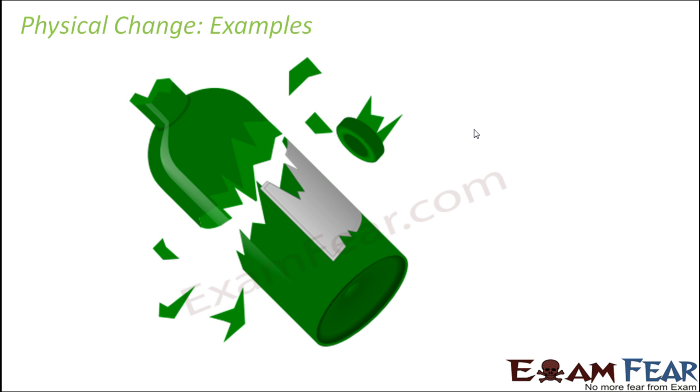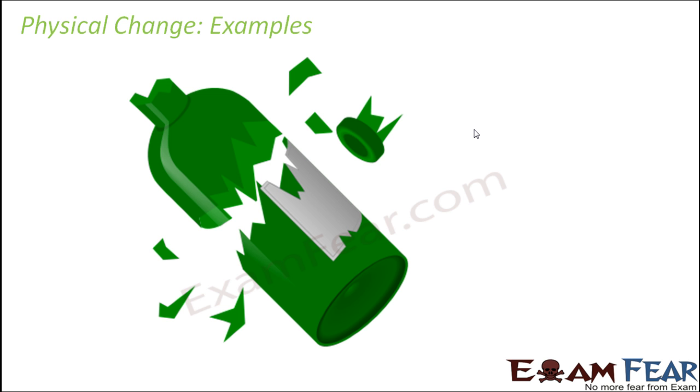But do you think that because of this change, a new substance is being formed? Chemically, whatever glass was, the same chemical composition remains even after breaking into pieces. So there is no change in the chemical composition. Just the size and shape of the glass alters. So therefore, this is a physical change.